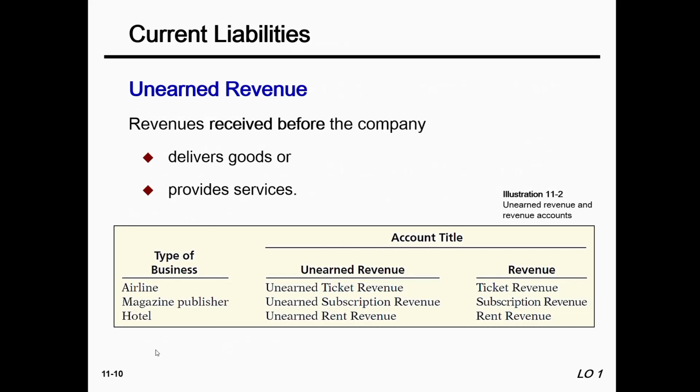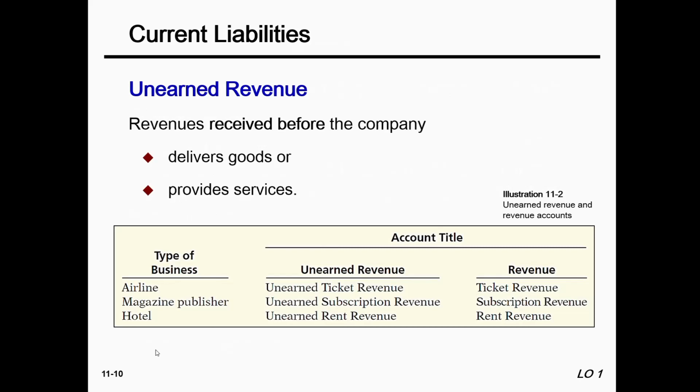Another category of current liability is known as unearned revenue. When companies collect revenue from their customers in advance and have not rendered the services or delivered the products to the customer, this revenue is not earned according to the revenue recognition principle. So companies cannot record the revenue though they have collected the proceeds.